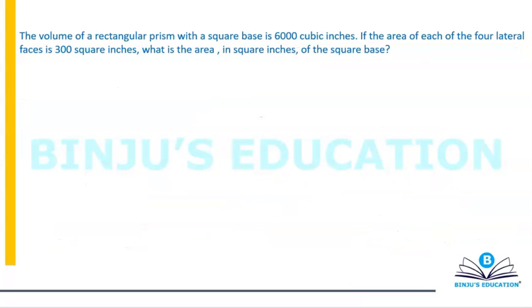Draw this question, please. Another question from geometry. The volume of a regular rectangular prism with a square base is 6,000 cubic inches. If the area of each of the four lateral faces is 300 square inches, what is the area in square inches of the square base? Now, this rectangular prism, in other terms, is nothing but a cuboid. So, cubes and cuboids are nothing but rectangular prisms.